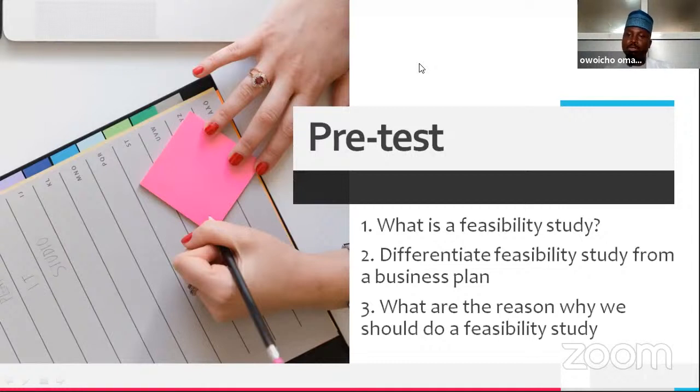Then the next thing you do is, after you have written an answer for the feasibility study, you can go ahead and write number 2, the difference between feasibility study and a business plan. Then you go to number 3 and you state any reason why you think people should do a feasibility study.